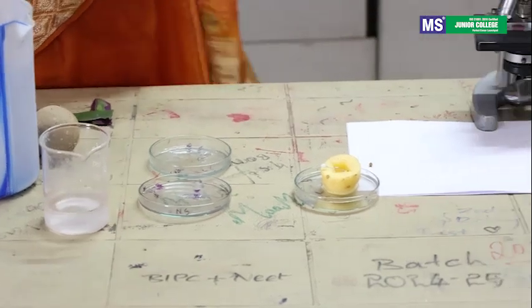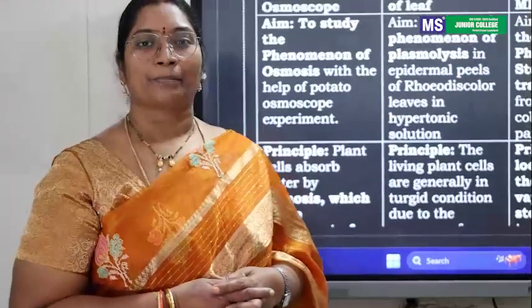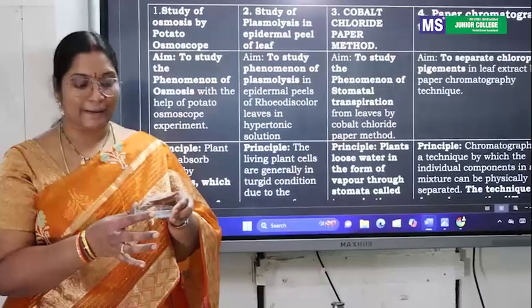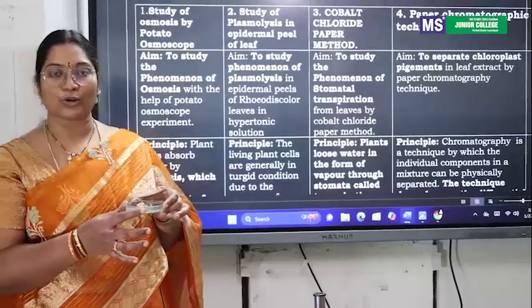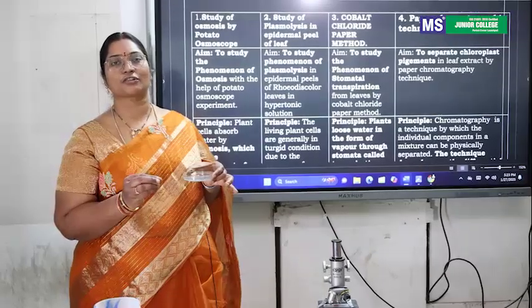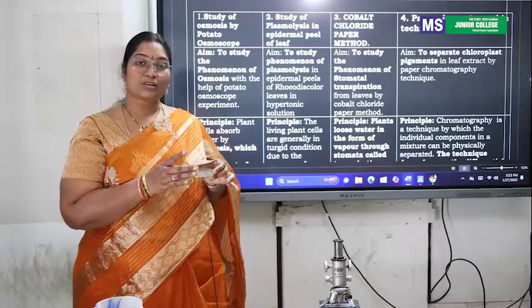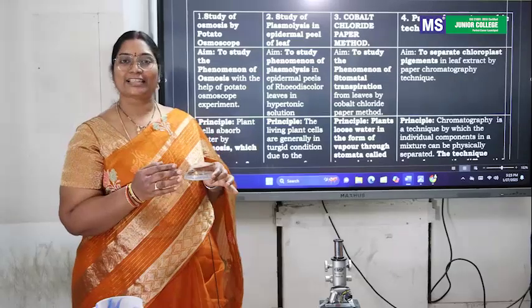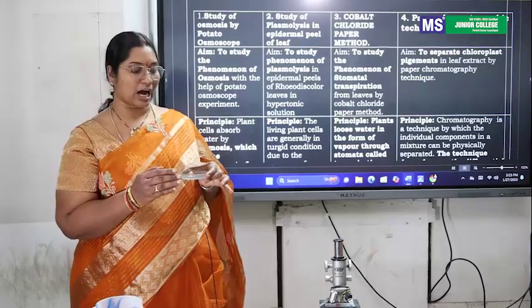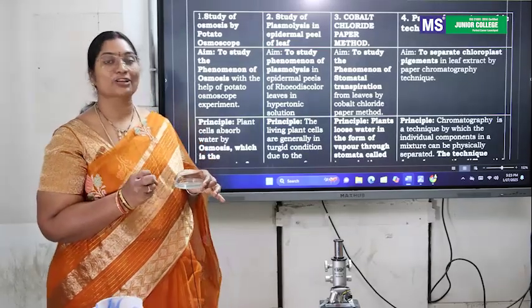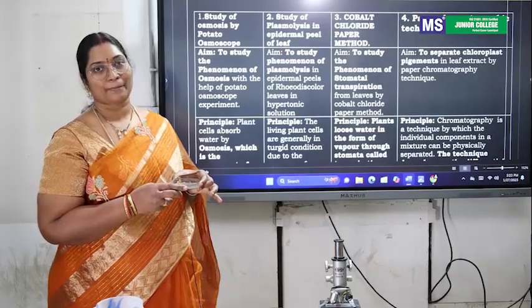there is a shrinkage in the cells of the leaf because of the hypertonic solution. We are placing the epidermal peel in hypertonic solution. When compared to the cytoplasm of the cell, the concentration of the solution outside is more when compared to inside. So here water is going from inside the cell to the outside of the cell, that is called exosmosis. This leads to the shrinkage of the cell, that is called plasmolysis.